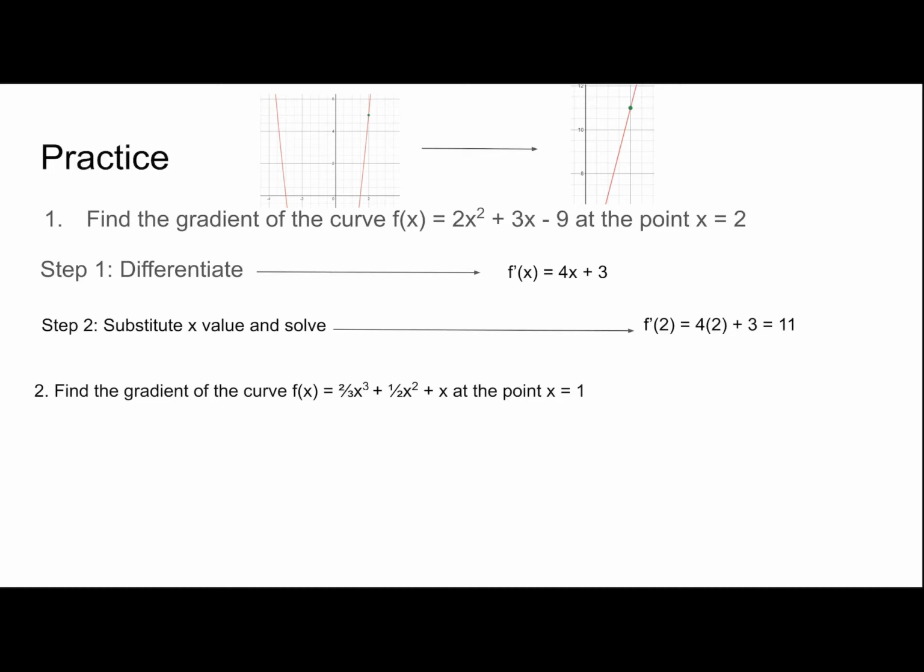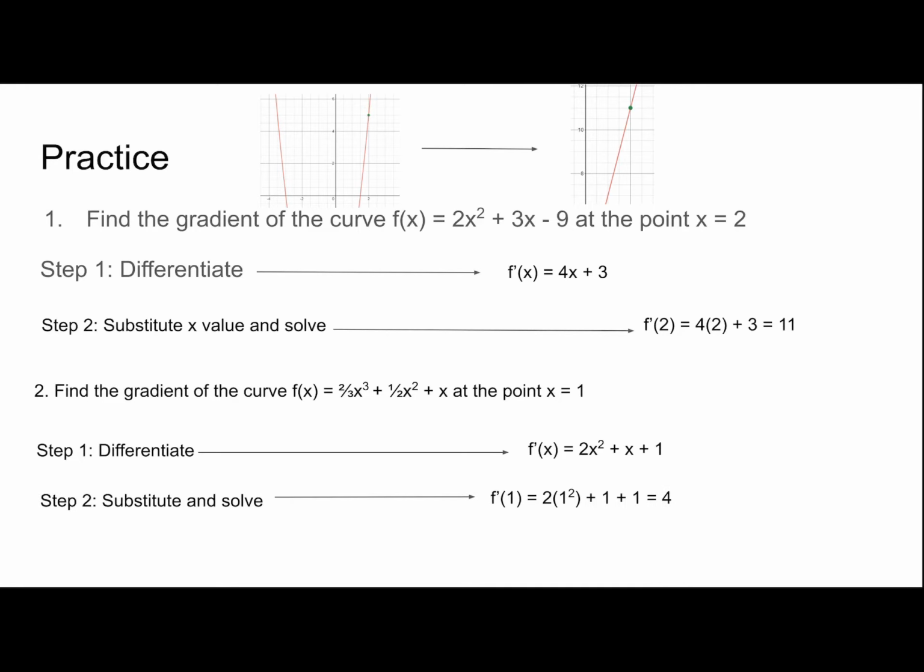Number 2, find the gradient of the curve f of x equals 2 over 3 x cubed plus 1/2 x squared plus x at the point x equals 1. Same steps, differentiate. That should give you 2x squared plus x plus 1. And then again, it's just substitute and solve. So this should give you 4 as your gradient.